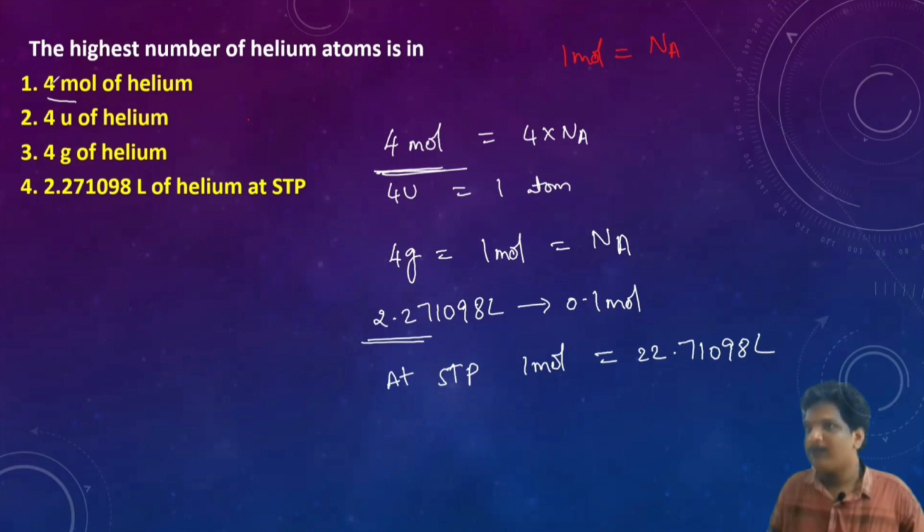That means option 1, that is 4 moles of helium, is the correct answer. Okay, is it clear to all of you?